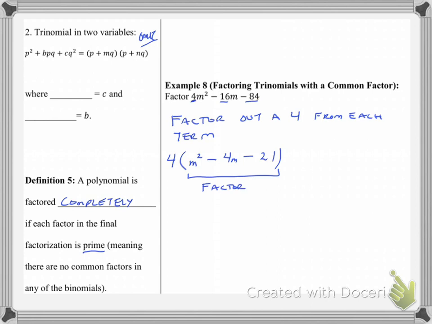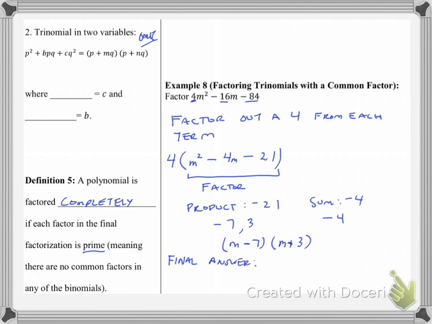So if we take a look at this quadratic, then the product we want is negative 21 and the sum is negative 4, right? You can pause the video and think about it, but you should come up with negative 7 and 3 as the two factors that will multiply to give you negative 21 and sum to negative 4. So I'll write this as m minus 7 times m plus 3. And for our final answer, we can't forget that 4 we originally factored out, right? So it's 4 times m minus 7 times m plus 3.